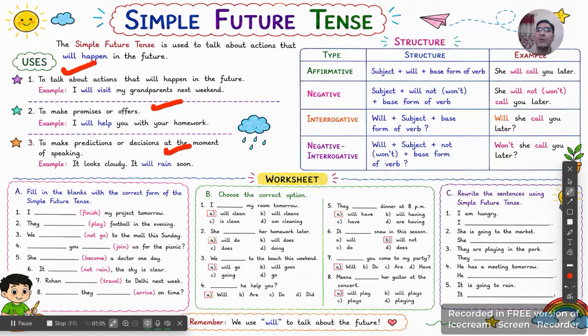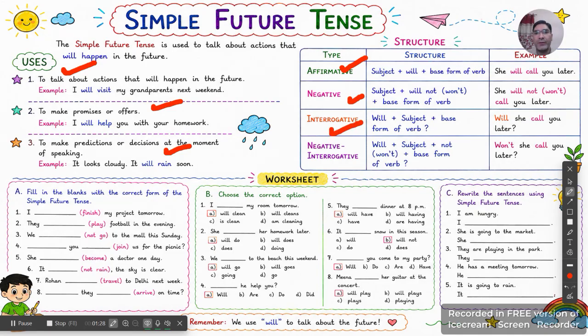We use will plus first form in affirmative sentence. For example, he will call you later. Now, in negative sentence, we use will not plus first form. Base form means the first form. He will not or won't call you later.